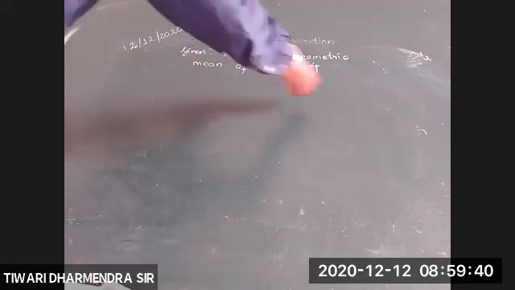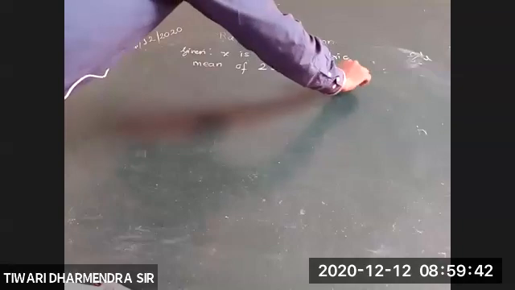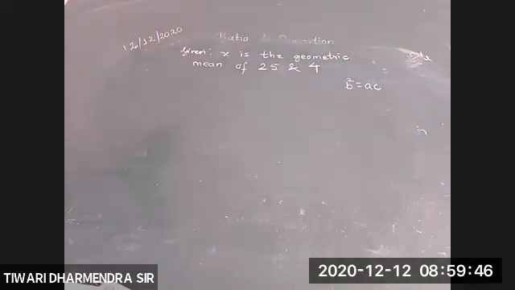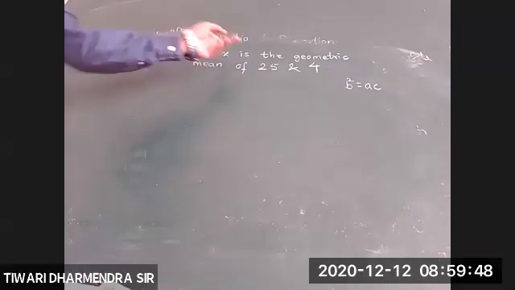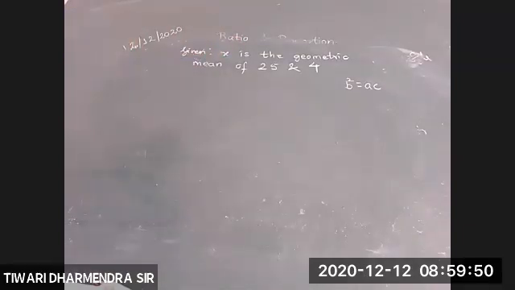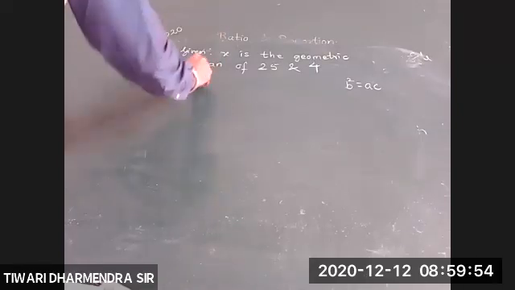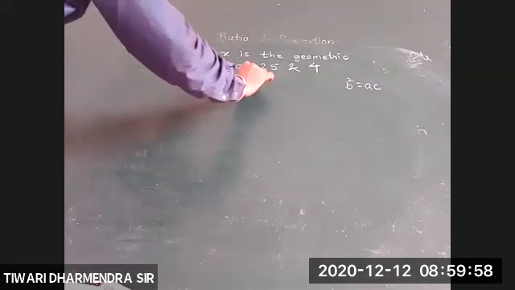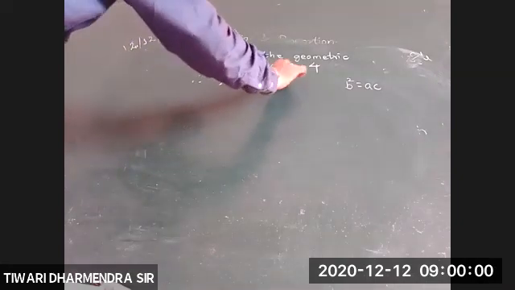So we know that if B is the geometric mean, we write B square equal to AC. So using this same property, apply this here. B is acting as x here. Therefore, x square is equal to 25 into 4.